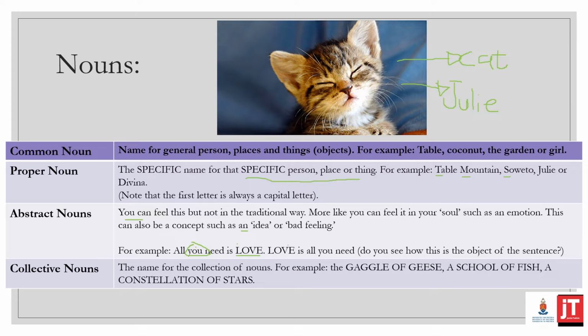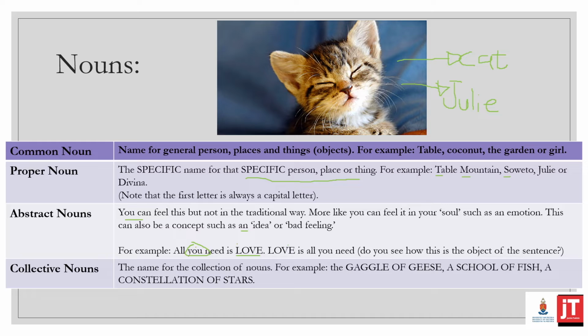Okay, then we move on to a nice one, which is collective nouns, the name for the collection of nouns. For example, a gaggle of geese, a school of fish, a constellation of stars. Can you think of any other collective nouns? I'd love to hear them. They can get kind of crazy. So yes, a murder of crows, for example. The English language is very creative when it wants to be. But yes, those are collective nouns.